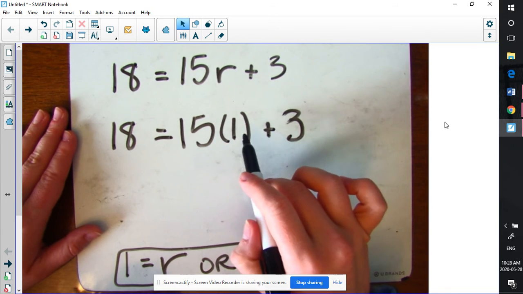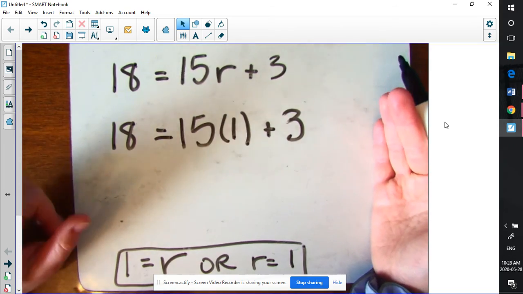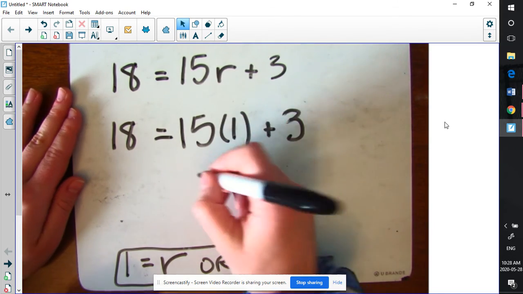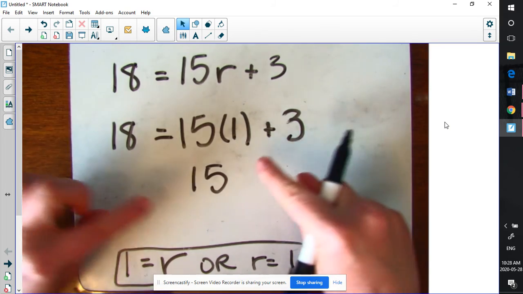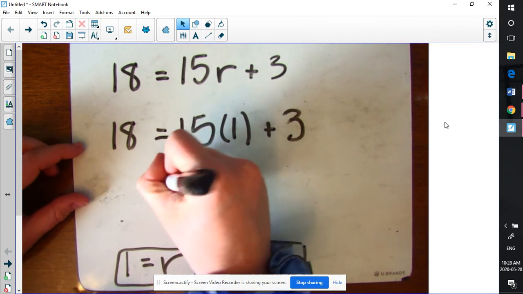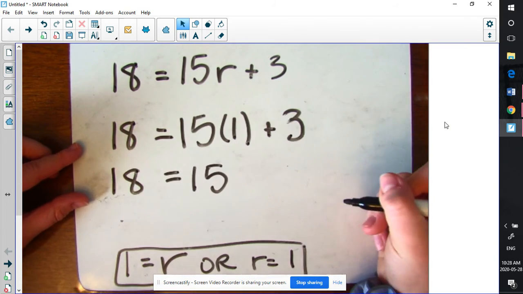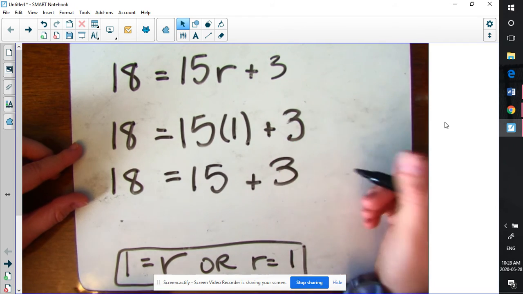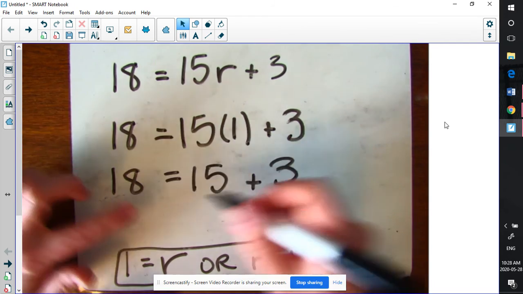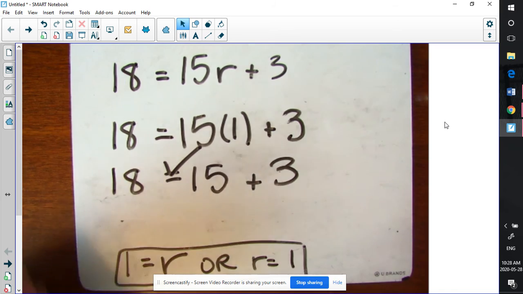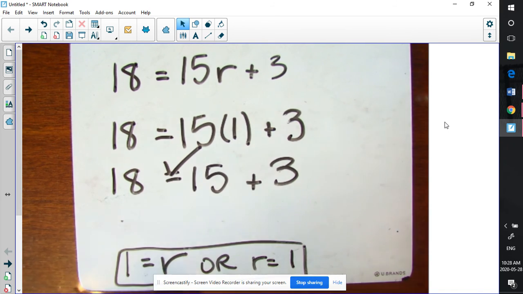15 times 1. Anytime you multiply a number by 1, you just get that number again. So the answer is 15. Then I'm going to rewrite everything else. So I'm going to rewrite the equals and the 18, and I'm going to rewrite the plus and the 3. 15 plus 3 is 18, so check. We are correct.